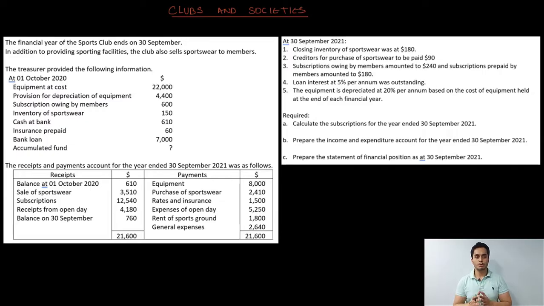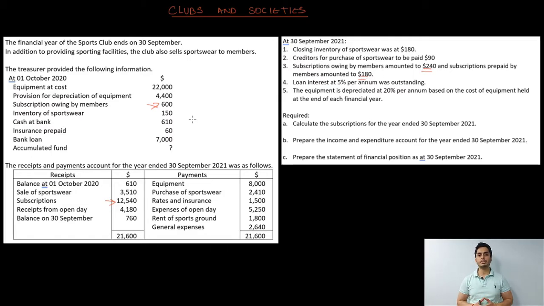So what figures would be relevant in preparing the subscription account or calculating subscription for the year? I have subscriptions owing at the beginning of the year, 600. This will be useful. Then subscriptions received during the year in the receipt and payment account is 12,540. Going to our adjustments, subscriptions owed by members, accrued subscription at the end of the year, is 240 and prepaid subscription at the end of the year is 180. So we will be using all of this to prepare our subscriptions account.